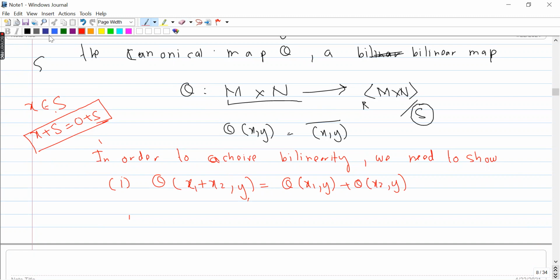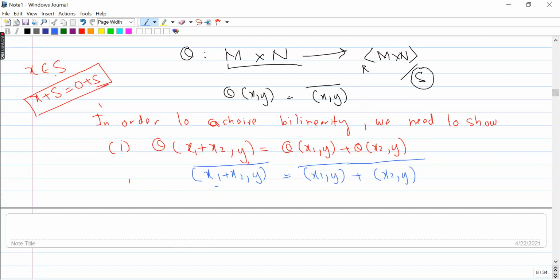What is the meaning of this thing? If I write it in these terms, the class of x1 plus x2 comma y should be equal to the class of x1 comma y bar plus the class of x2 comma y bar. The classes of all of these should be equal.